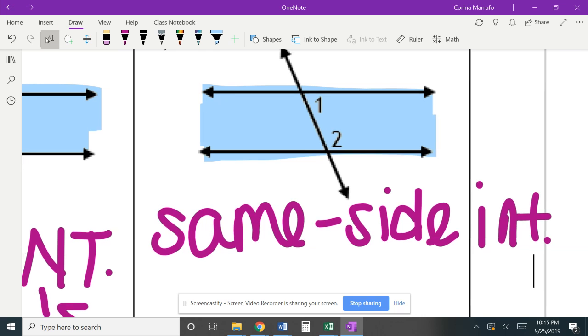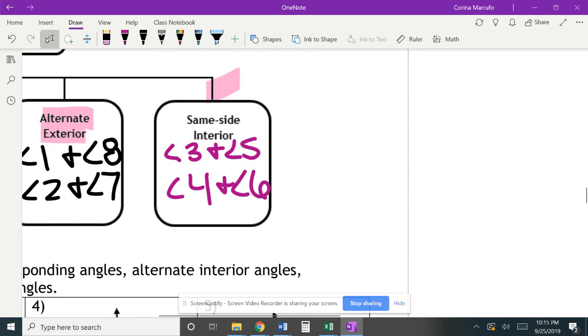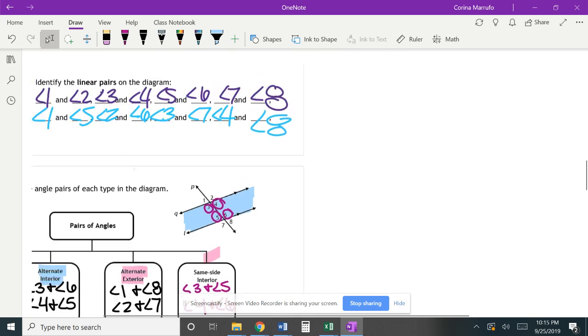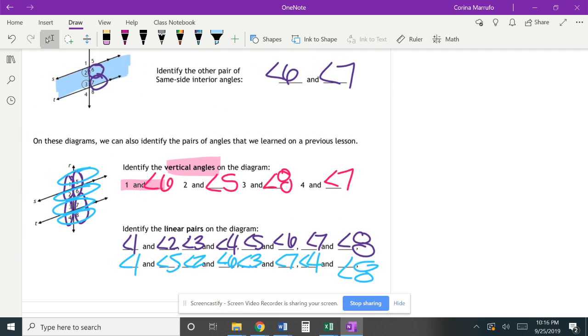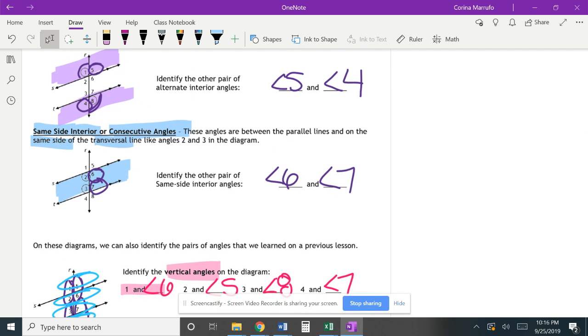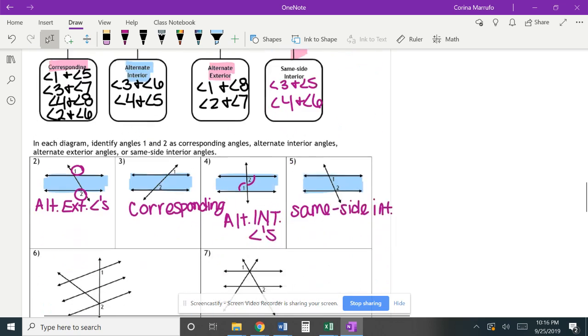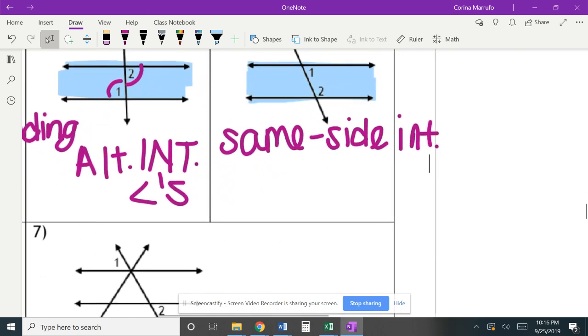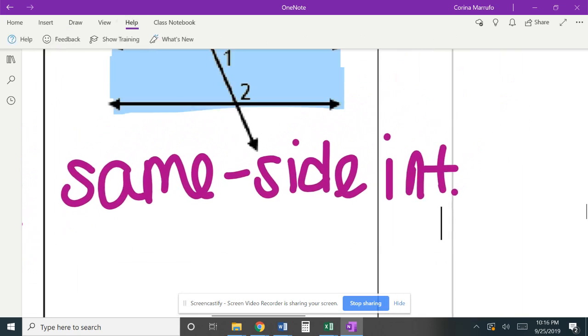They are also known, that's not the only name. If we go back just to check, I believe it's consecutive angles, but I just want to be sure. Same side, yes, consecutive angles. So consecutive means one right after the other. So consecutive.